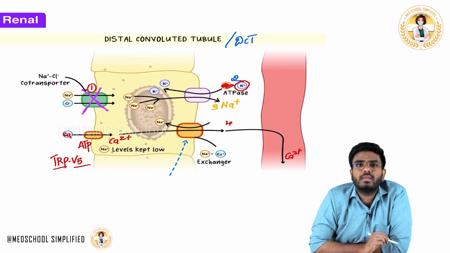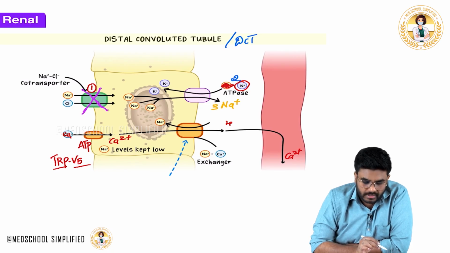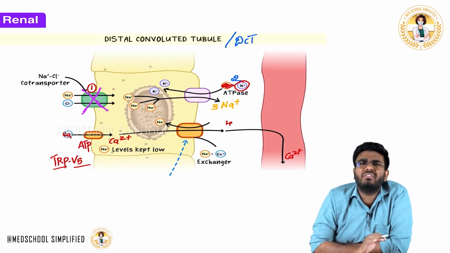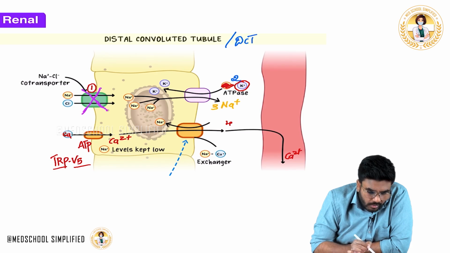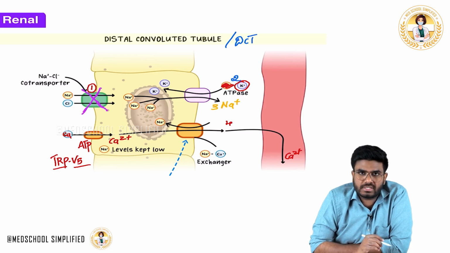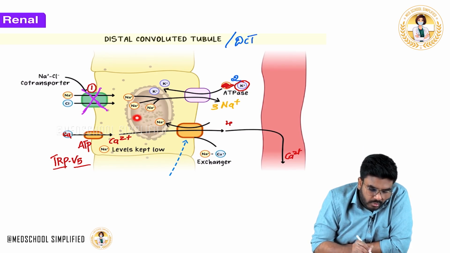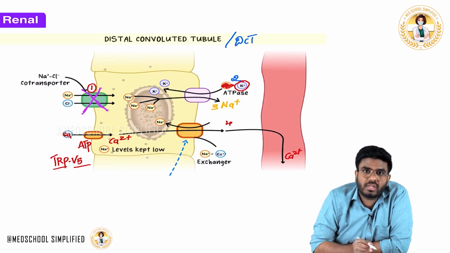Now, sodium is not available. If sodium potassium ATPase is not working, that is very bad. The membrane potential cannot be maintained. Everything will be changed. So now what you need to do? You need to bring more sodium into the cell. So how can you supply more sodium into the cell?